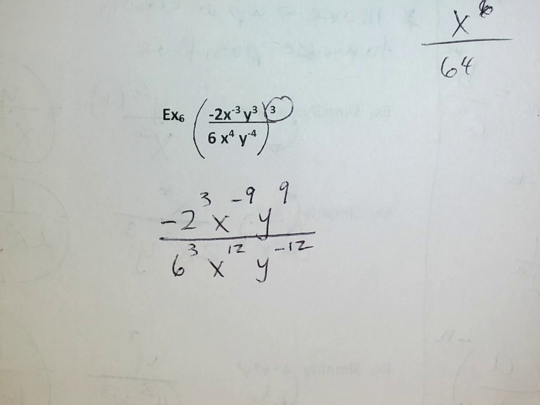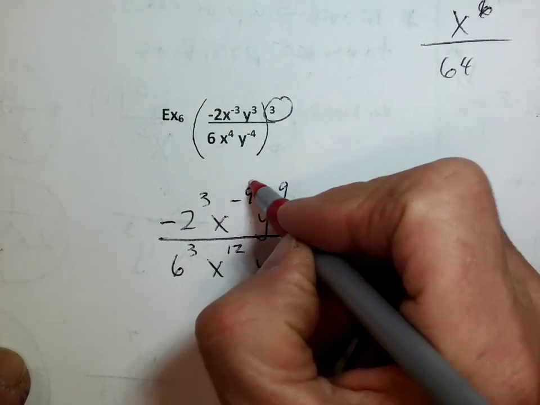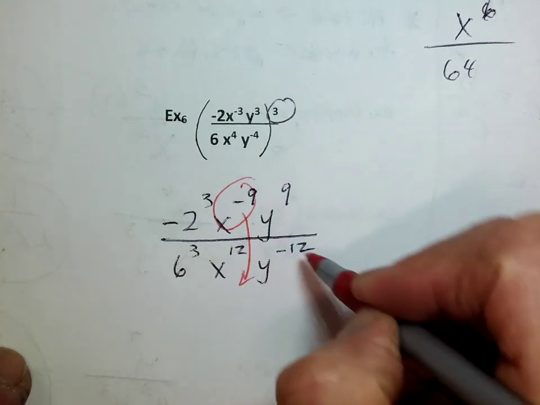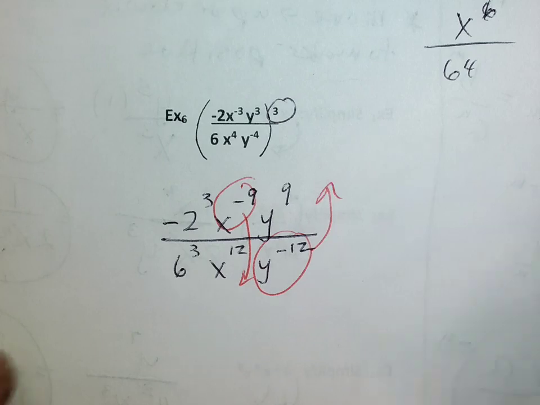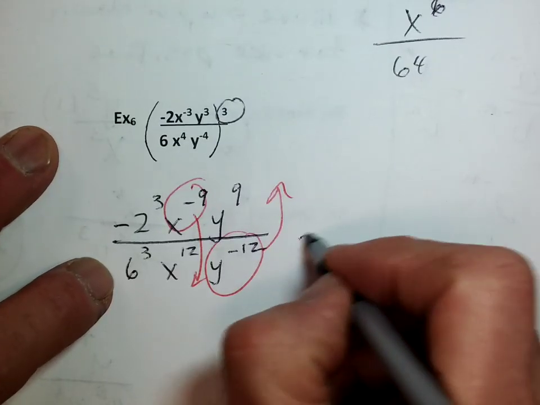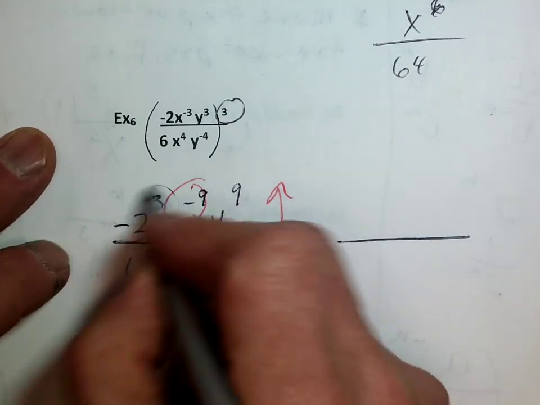Now here, I'm going to fix this. So I'm going to move this one, move this one, and move this one. So let me move my x to the negative 9 comes down, my y to the negative 12 comes up. So let's see what I have. I'm going to rewrite this as, well, can I just do a negative 8 here?